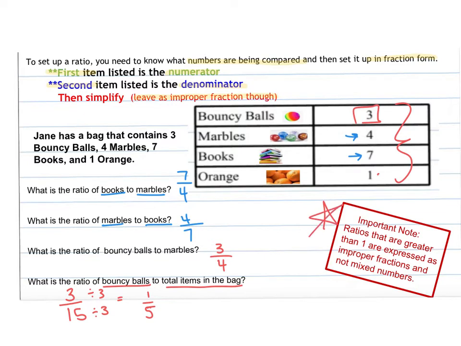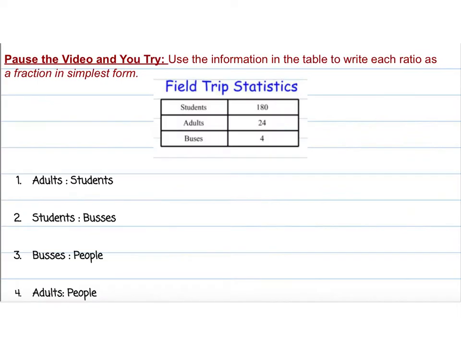This is the really important thing. Ratios that are greater than 1 are expressed as improper fractions, not mixed numbers. Keep them improper, but simplify. Okay, so this is where you are going to pause the video and try these on your own. Use the information in the table to write each ratio as a fraction in simplest form. So pause, try those 4, come back and watch your way through.